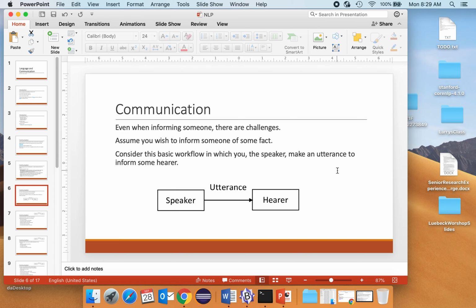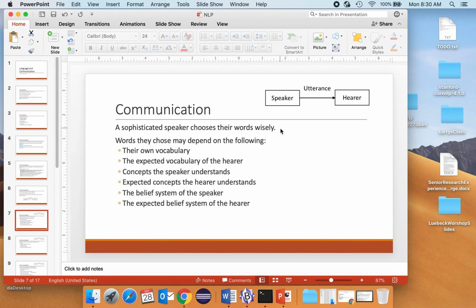So even when we try to inform somebody, there are some serious challenges. Let's assume we wish to inform someone of some fact. Here's a basic workflow: there's a speaker, there's a hearer, and then there's an utterance. Let's understand what's going on here.